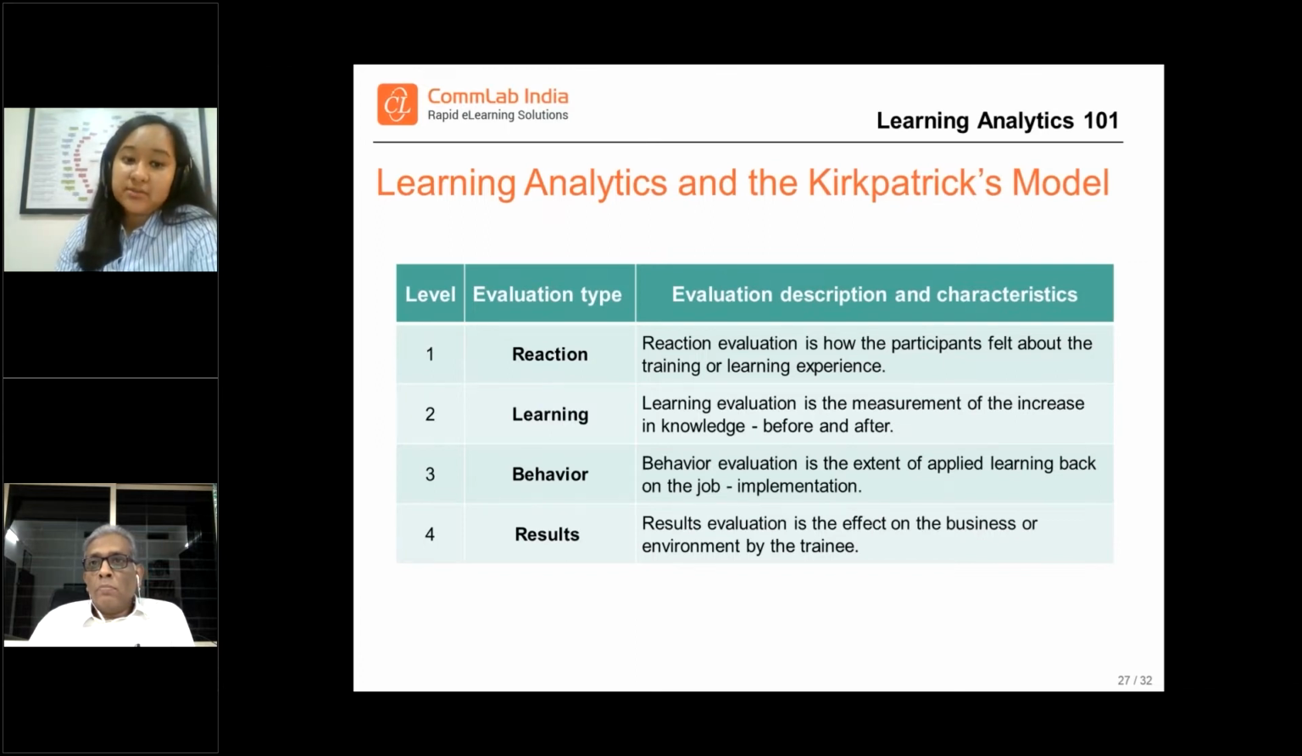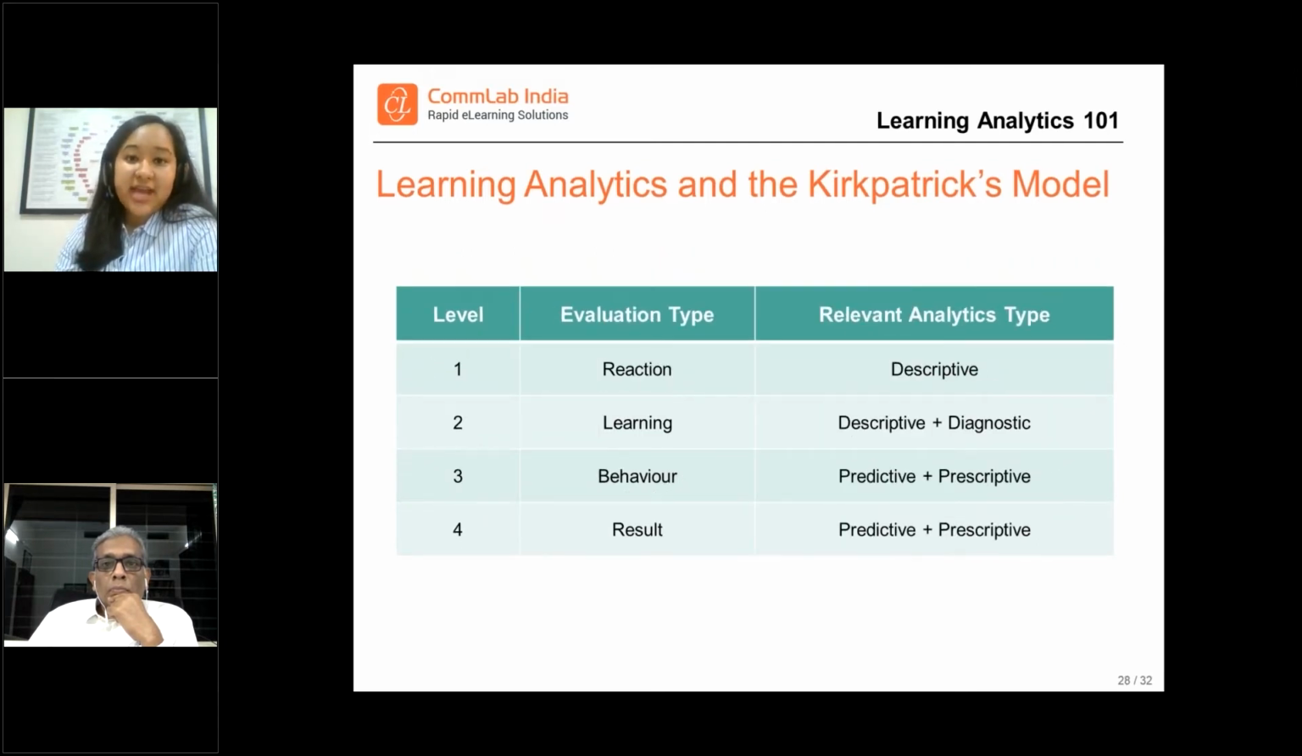Many organizations are already using this model. However, there are still challenges they face in accurately evaluating each level. This is exactly where learning analytics can help. It can help you measure each of these levels, because each of these levels begins with gathering data. So now let's see how different types of learning analytics will help you evaluate these 4 levels of Kirkpatrick's model.